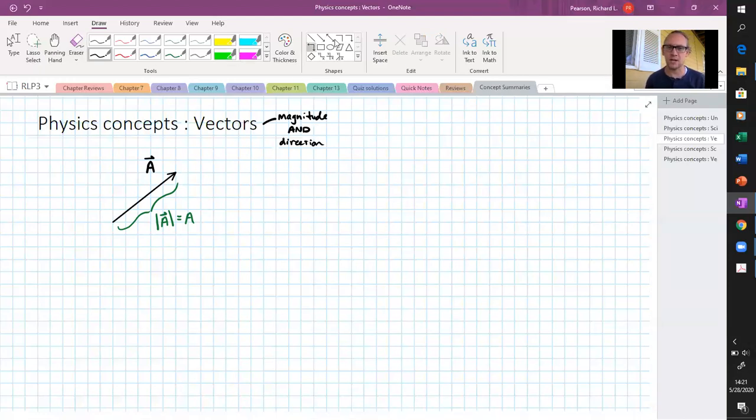So let's see. Let's draw another vector. Let's draw a vector that looks like this. Okay, this vector is different than this other vector, so I'm going to label it as a B vector. But why is it different? Right? It's different because it's pointed in a different direction, and so therefore it cannot be the same vector as vector A, because A is pointed in one direction and B is pointed in a different direction, and so therefore it is a different vector.